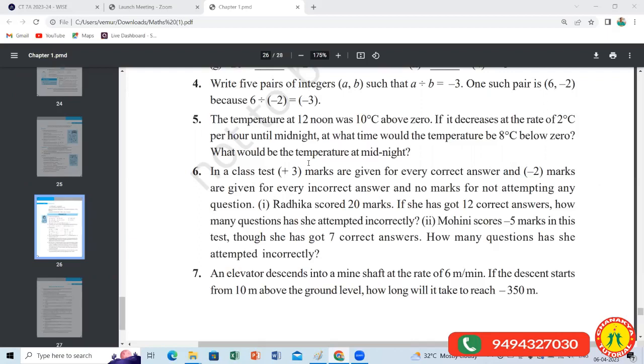If -14 at 12, then 11 o'clock is -12 degrees, 10 o'clock is -10 degrees, 9 o'clock is -8 degrees. So at 9 p.m. the temperature was -8 degrees Celsius. 8 degrees below zero.